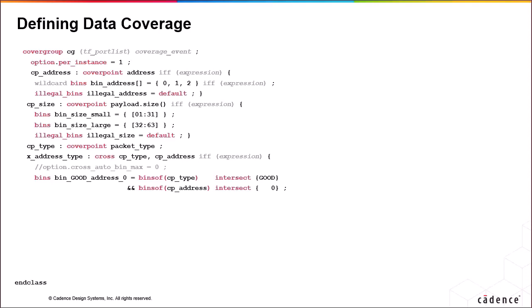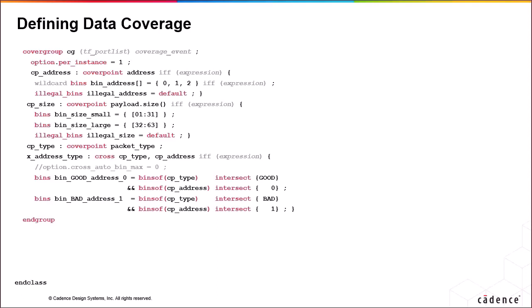Here, we define a cross bin that counts the occurrences of good packets sent to address 0. And we likewise define a cross bin that counts the occurrences of bad packets sent to address 1. You can continue in that manner, or, as we have already discussed, as the automatically generated cross bins suit our purposes, we could just rely upon them entirely. And there we have it.